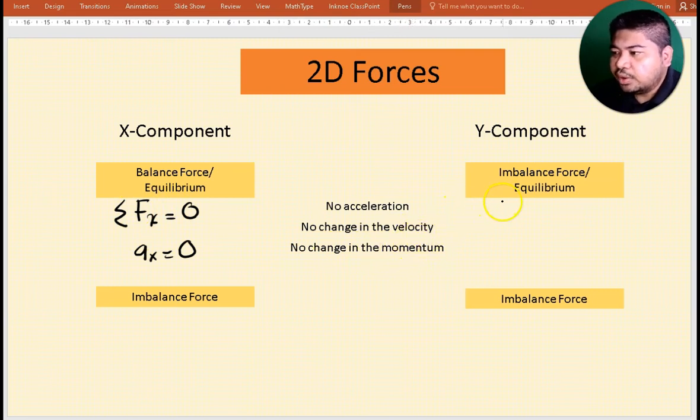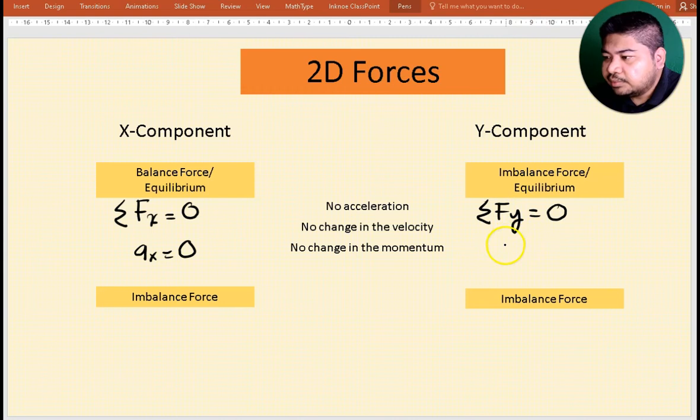The same goes for the y component. When you resolve the vectors and add the force components in the y direction and you get 0, it means that the acceleration in the y is also 0. There is no acceleration in the y-axis.